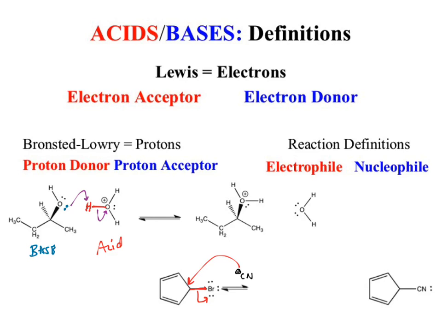What happens when we look at other reactions? Does our Bronsted-Lowry work? No. So if it doesn't work, what do we do? We make a new one. The new one was developed by a man by the name of Lewis. He went through and said this transfer of atoms is irrelevant.